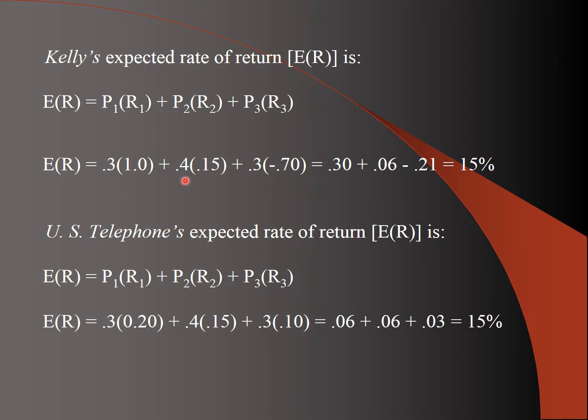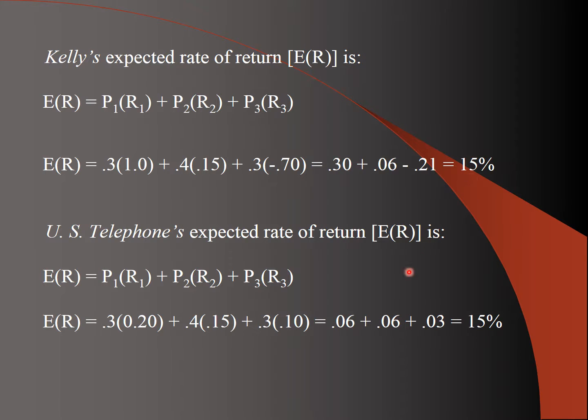Plus, now this is the normal state of economy, so we had a 40% chance of a normal economy with an expected rate of return of 15%, and then a 30% chance of a recessionary economy with an expected rate of return of negative 70%. When you go through the math, we see that the overall expected rate of return for Kelly Services is 15%.